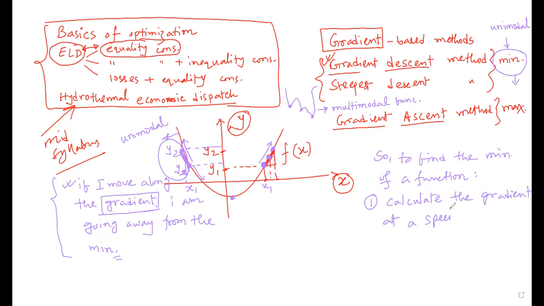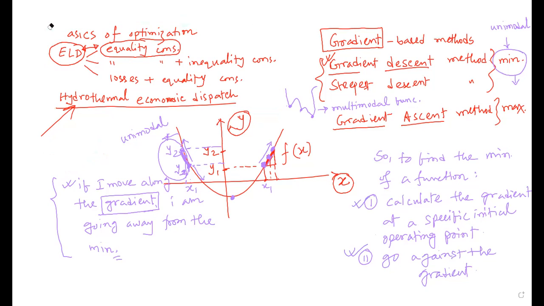at a specific initial operating point, or initial point. This is your step number one. Now, what is the second step? Go against the gradient. Are these two points clear? Because there are a few more points I will probably address after this. Any question about these two points?